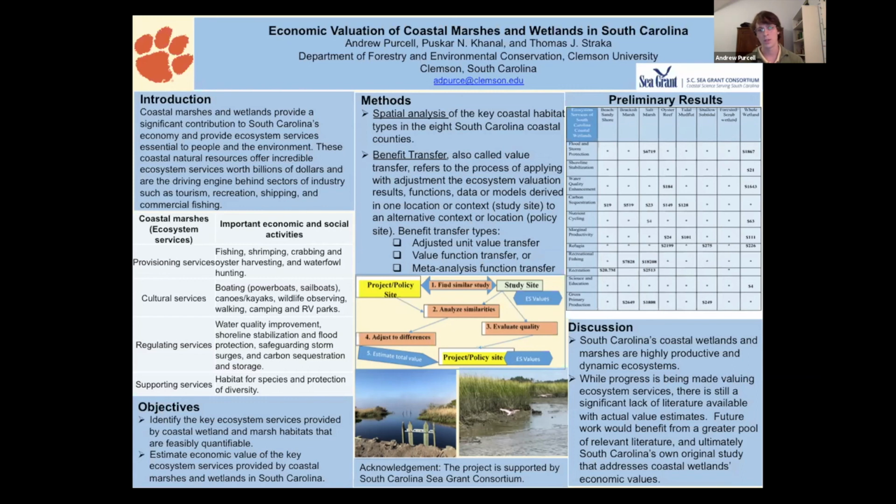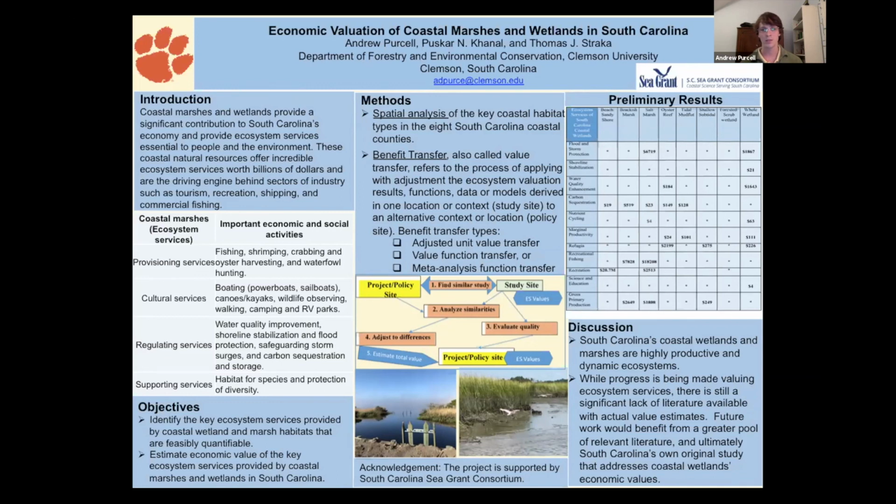But with these results, you can see that even the smallest dollar value estimates, when put on a landscape scale where South Carolina has over 500,000 acres of coastal wetlands, is extremely economically important. They can't be scaled up for scaling issues, but you can tell how important these values are and how much they influence South Carolina. So while progress is being made on valuing ecosystem services, the literature is still very sparse. Hopefully in the coming years that will change.